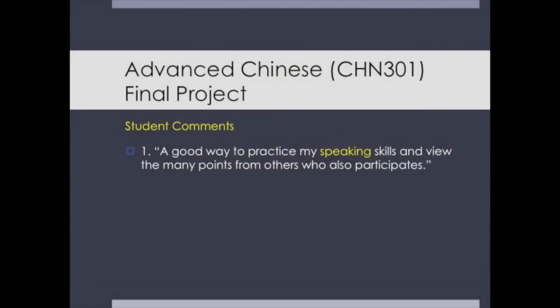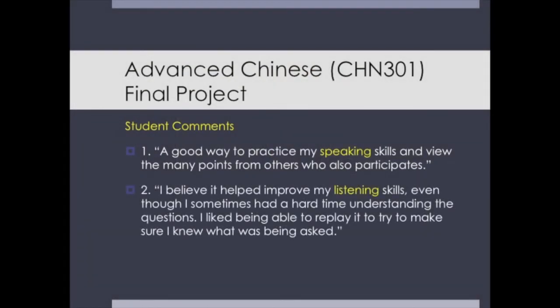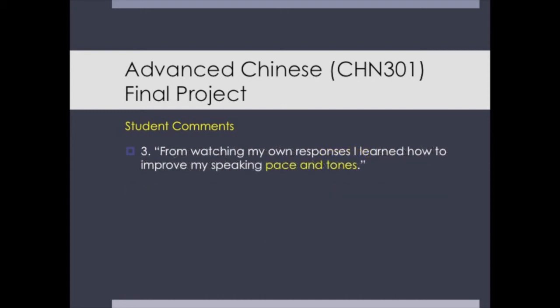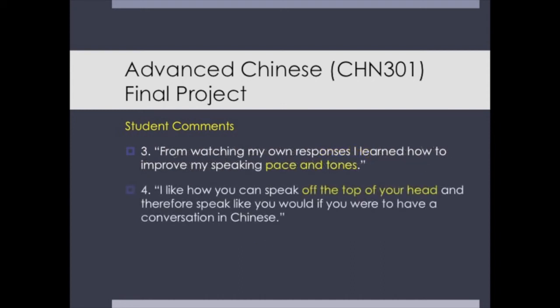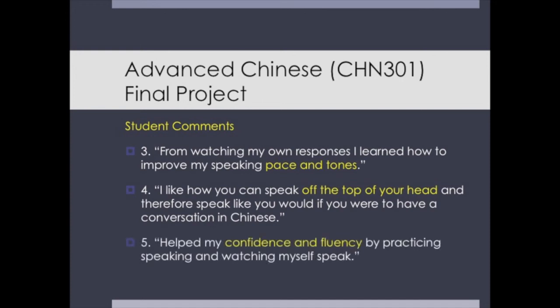We also gathered verbal comments from students. So in addition to helping them improve their speaking and listening skills, what was also interesting was that students felt that when they used VoiceThread to practice speaking a foreign language, they were able to pay more attention to their own pace and tones. They were able to watch themselves because they have to record themselves. And as a result, through repeated practice, they became more confident.